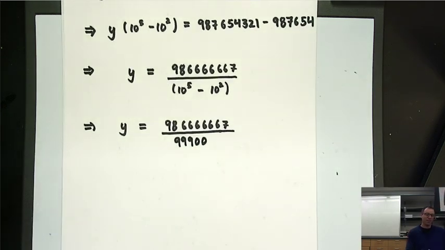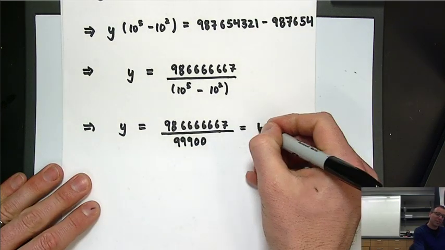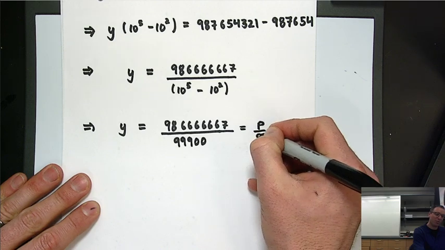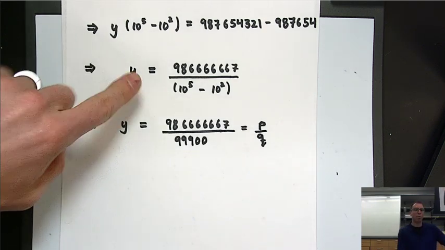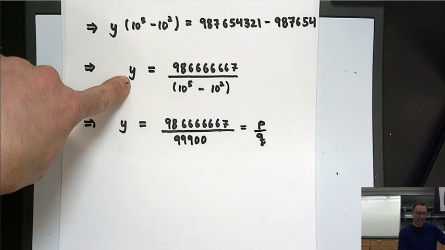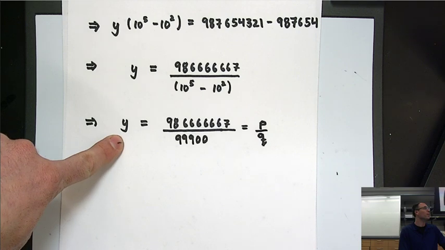Okay. So now, question. Did my claim come to fruition in this case? Is it true that y, in this case, with an infinite repeating decimal, is indeed a rational number?